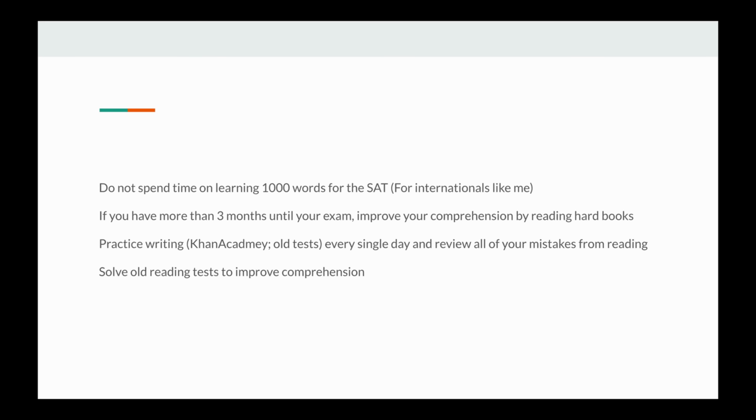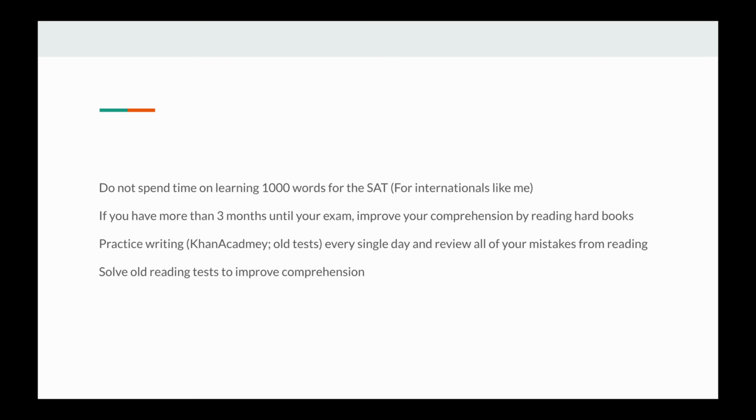And then practice writing, once again, using Khan Academy and old paper tests. You can find old paper tests on Reddit, I think, and on Google and on Khan Academy. And do that every single test, every single day, and review all of your mistakes. Khan Academy is very good because Khan Academy is officially partnered with College Board. So for every single test that you solve on Khan Academy, you'll have official explanations. If you read those official explanations, you'll understand what College Board is looking for in a correct answer.